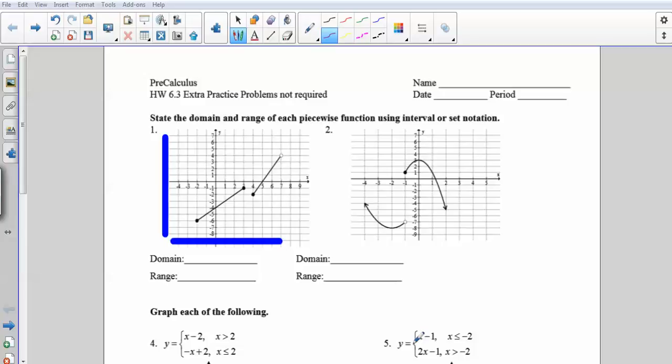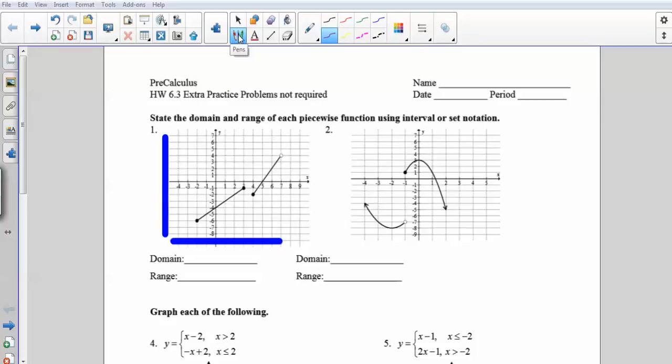Hello pre-calculus students. These extra practice problems are designed to help you if you're having any trouble with homework 6.3. They're not the same problems as in homework 6.3, but they're pretty similar, so you can find similar problems with the same numbers. Let's talk first about domain and range.